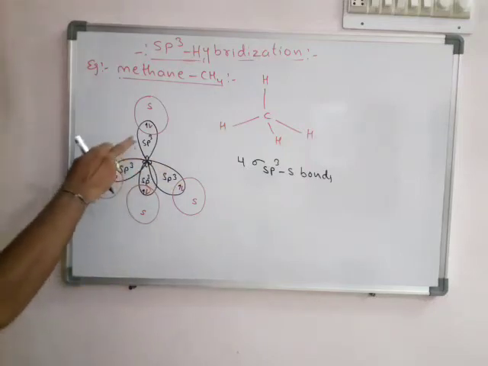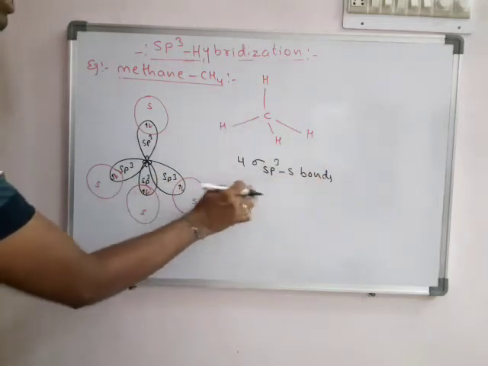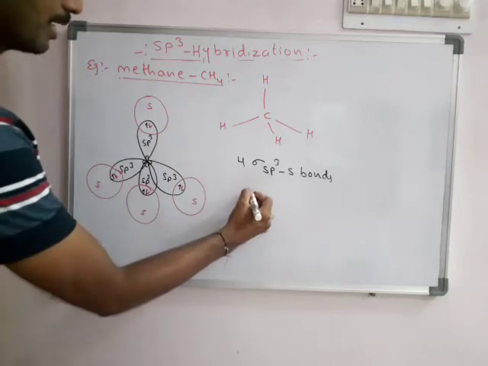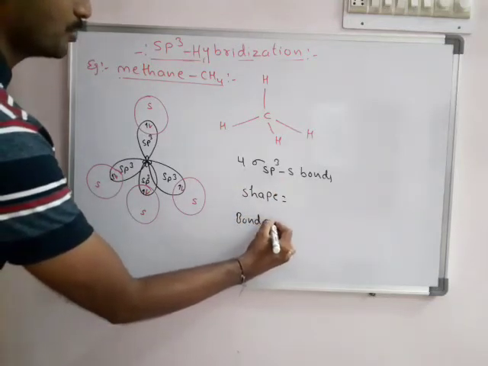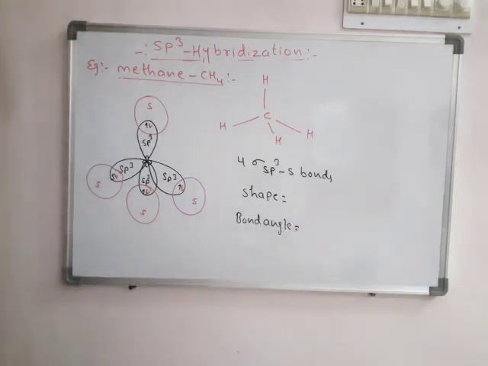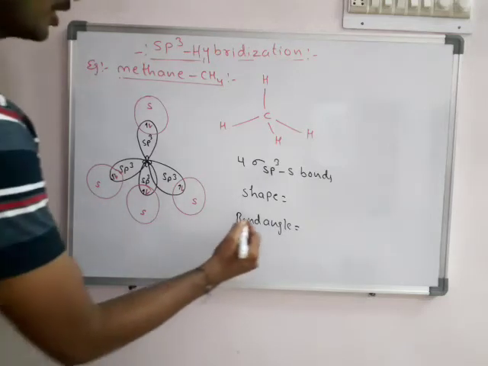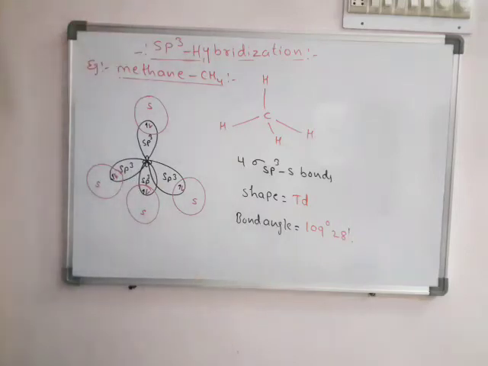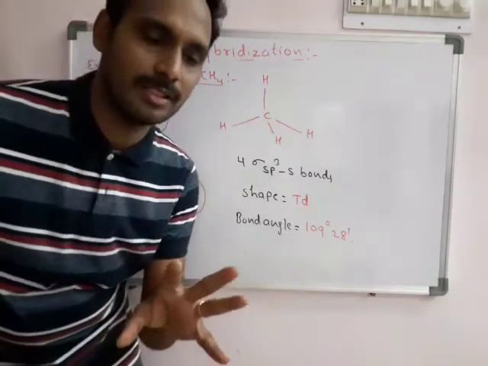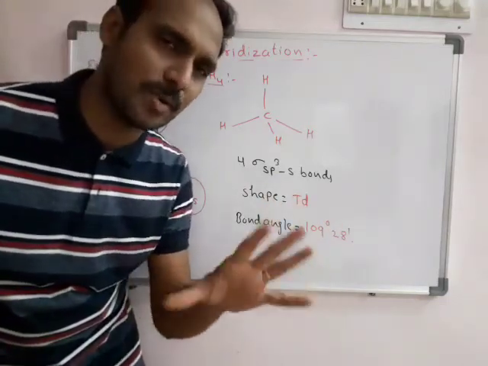How did you name that? Because the overlapping of sp3 takes place with s, so there are 4 sp3-s bonds present, and all 4 are sigma bonds. So what is the shape? We know that sp3 hybridization involves a tetrahedral shape. Bond angle means the angle between any 2 adjacent bonds. The shape is exactly tetrahedral. What is the bond angle? 109 degrees 28 minutes. So you have to remember, if a molecule involves sp3 hybridization having 4 bonds, it must possess a tetrahedral shape with bond angle 109 degrees 28 minutes only.